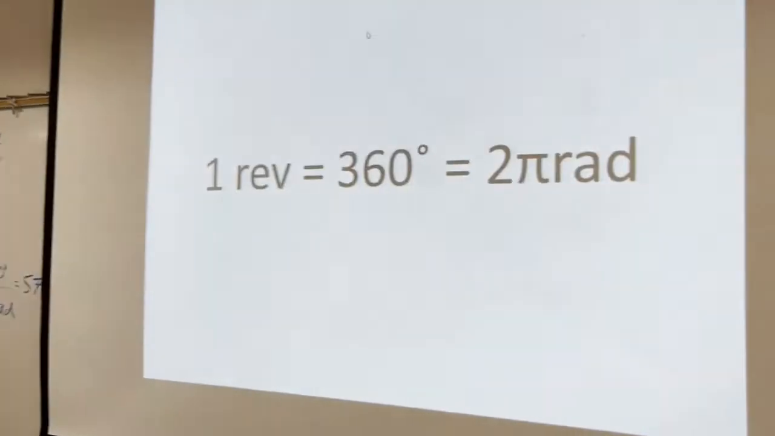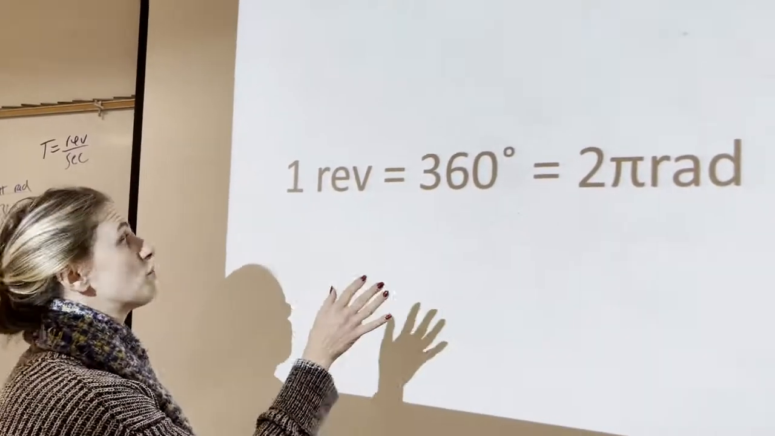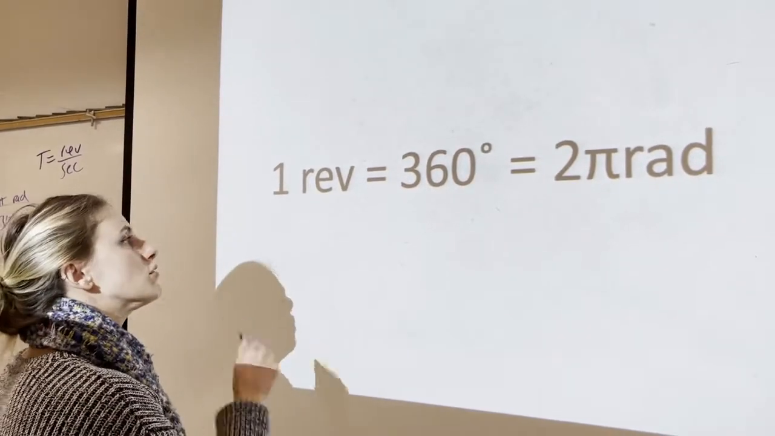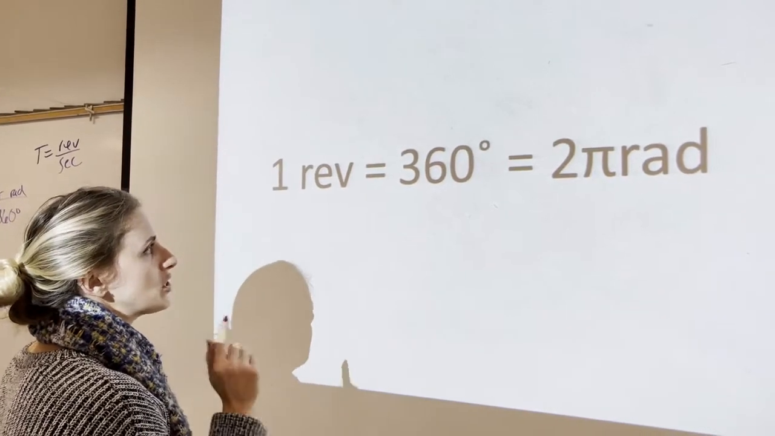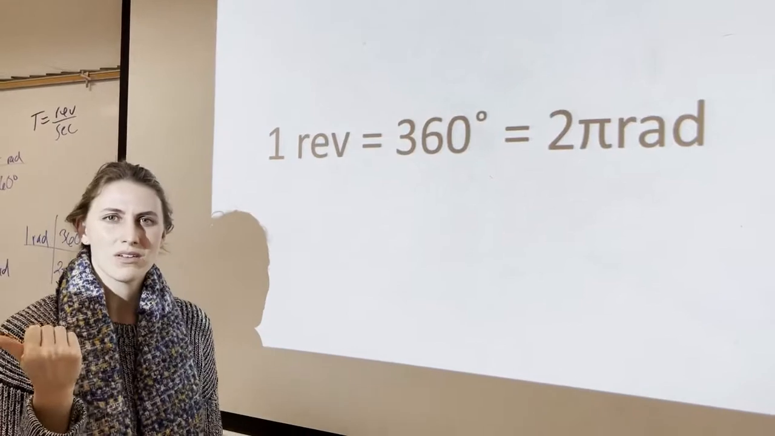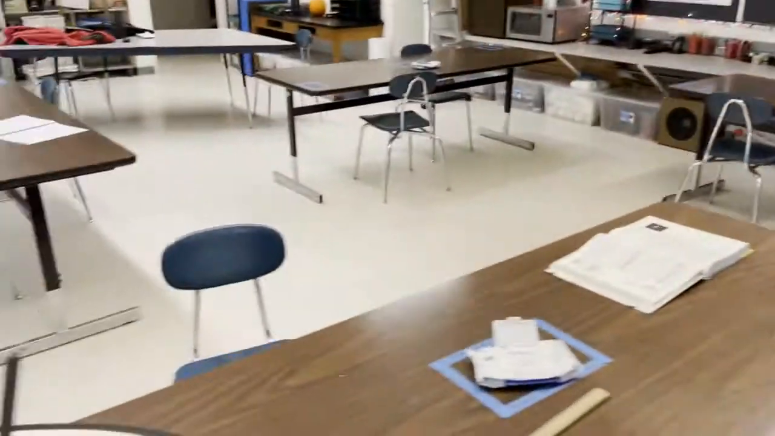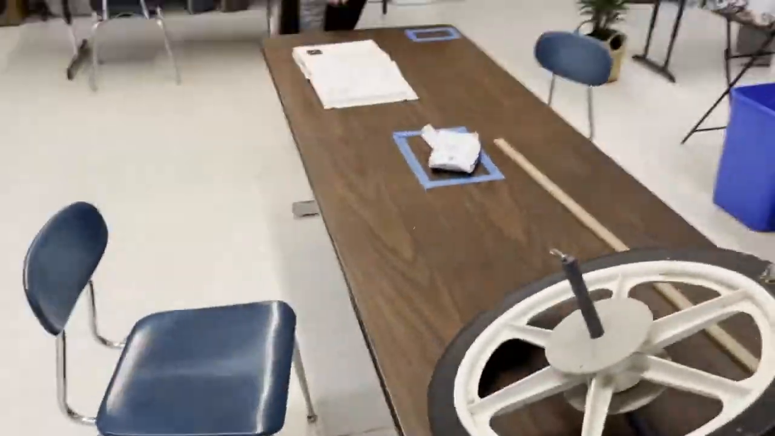All right. Oh, this is important. This relationship is important. So 1 revolution equals 360 degrees, which equals 2 pi radians. You want to show them the wheel? Yeah, okay. What do we mean by this? Behold, the wheel.